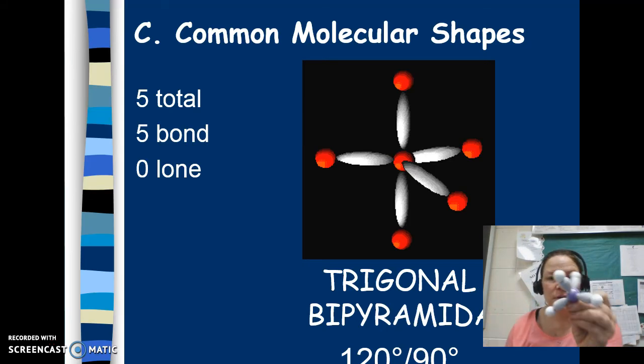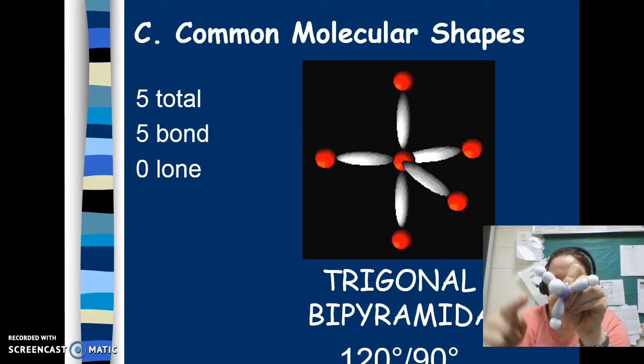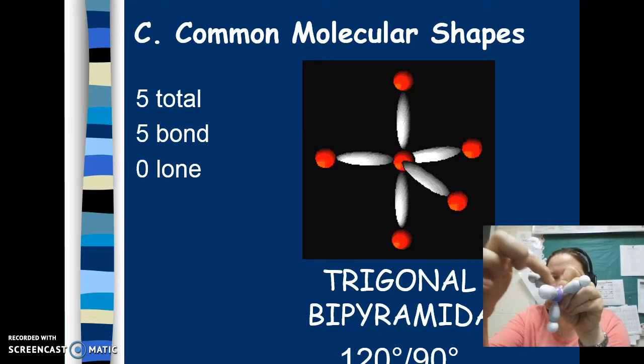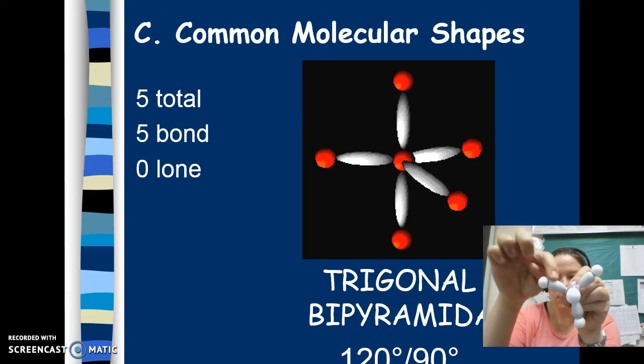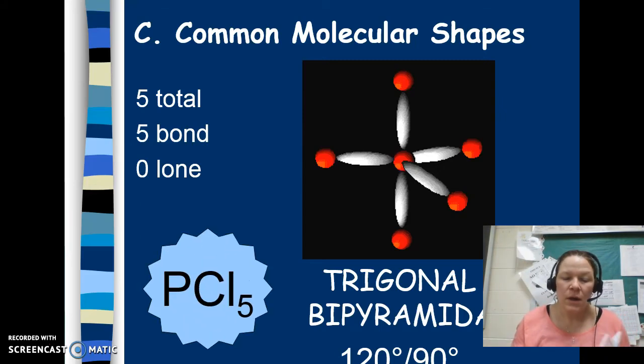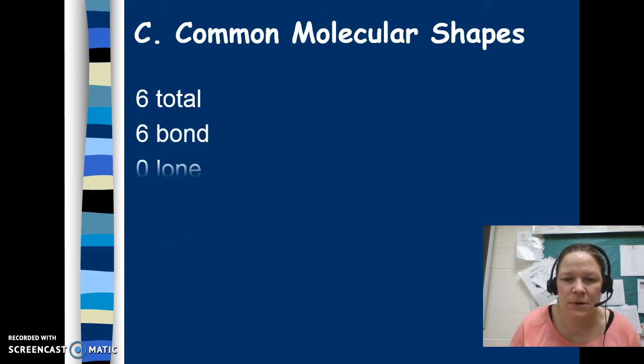The other angle is if you turn it this way and you get 3 bonds, one of them kind of coming straight at you, you've also got these 3 in this plane. That bond angle is 120. So you get 90 here, 120 here. And phosphorus pentachloride would be an example of this one.